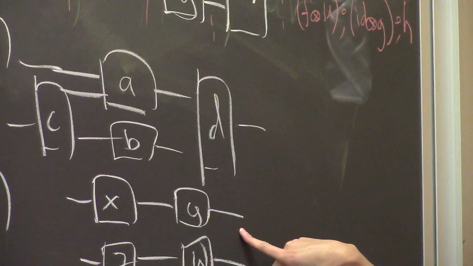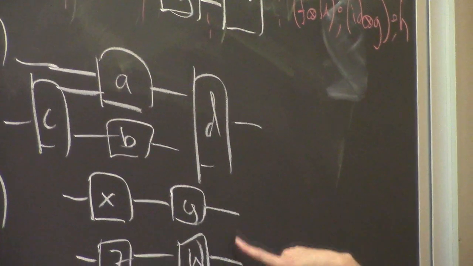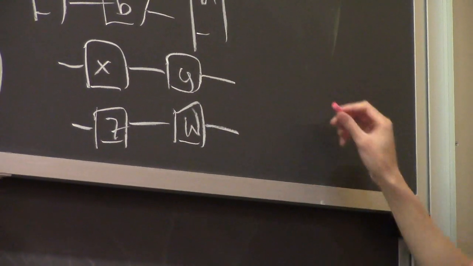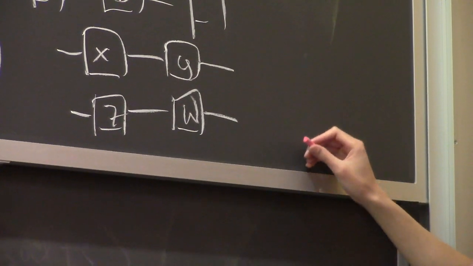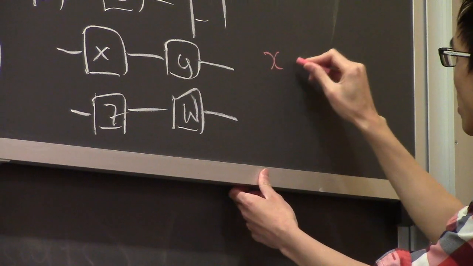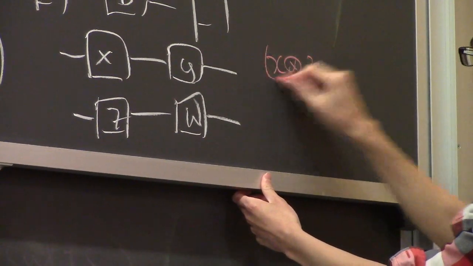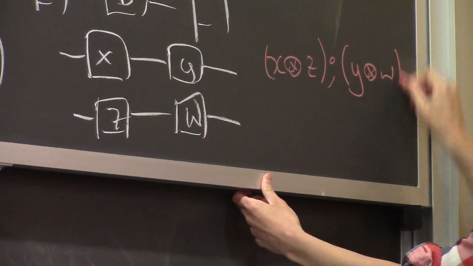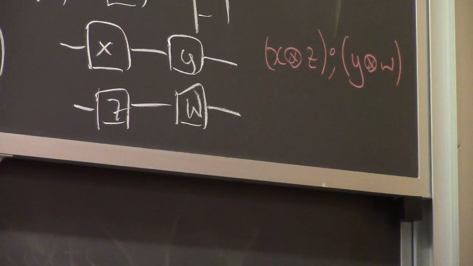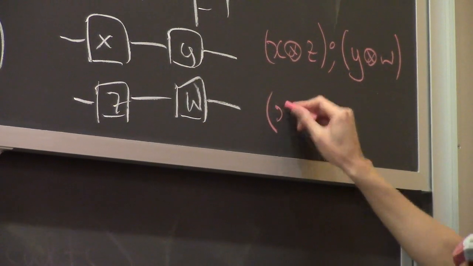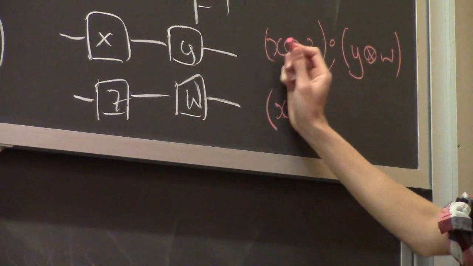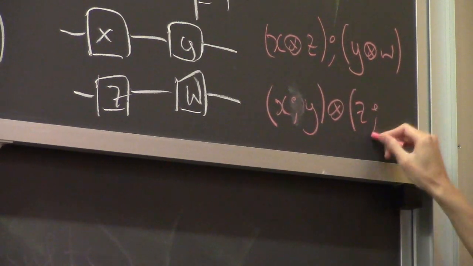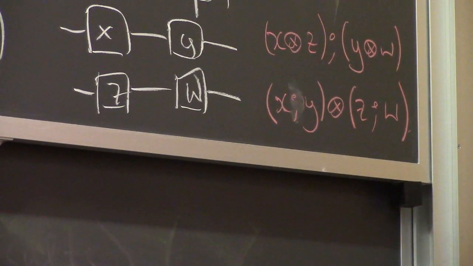So did people come to some idea about how to represent this diagram? Two ways. Right, okay, so what are they? First was X tensor Z, composed with Y tensor W. Yep, X tensor Z composed with Y tensor W. And the other one? X composed with Y. Oh, that's right. Tensor Z composed with W. Okay, great.